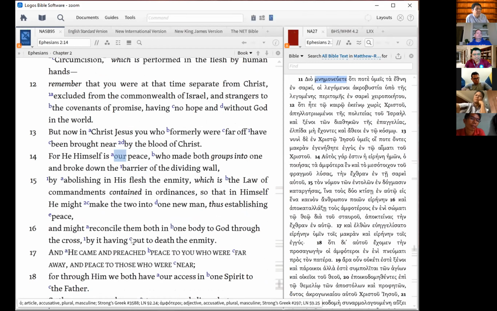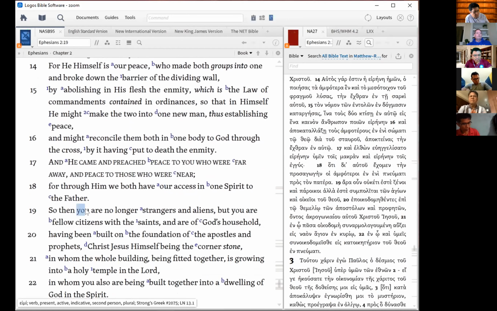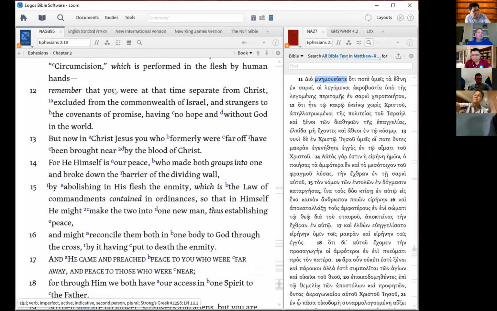And then he does third person. And then back in verse 18, our access. And then verse 19, so then you are no longer. So he's going back and forth. So you've got to try to follow what he's doing. Maybe, Pastor Tim, because he's about to talk about the distinctions between Jews and Gentiles. Yeah, maybe that's part of it. Yeah, here in verse 11.